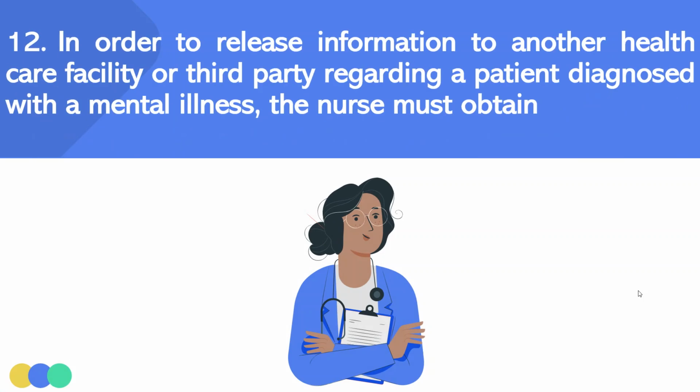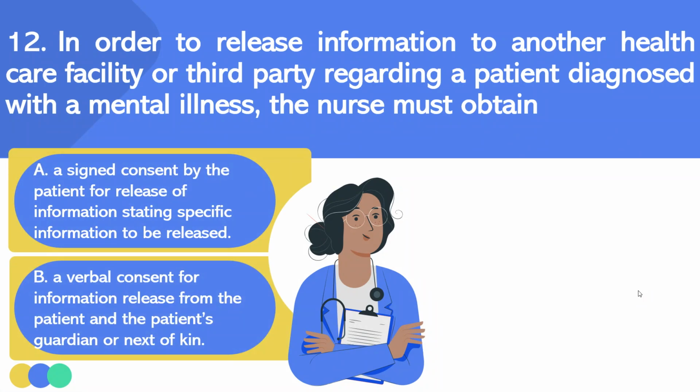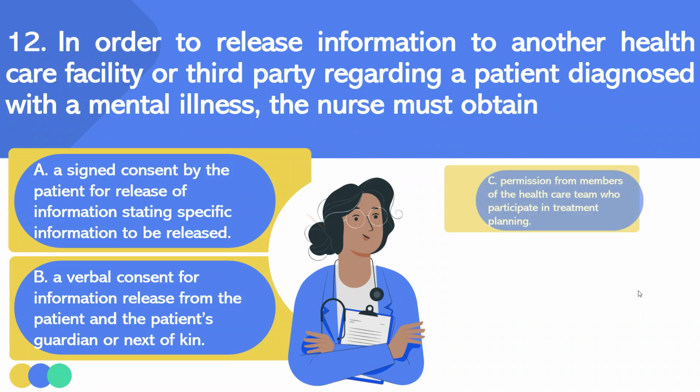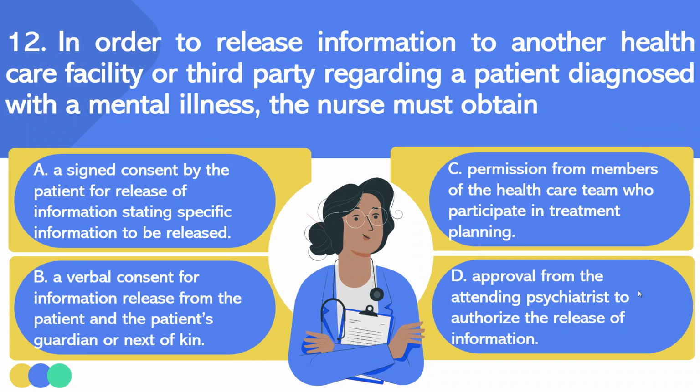Number 12. In order to release information to another healthcare facility or third party regarding a patient diagnosed with mental illness, the nurse must obtain A. A signed consent by the patient for release of information stating specific information to be released. Letter B. A verbal consent for information release from the patient and the patient's guardian or next of kin. Letter C. Permission from members of the healthcare team who participate in treatment planning, or approval from the attending psychiatrist to authorize the release of information.